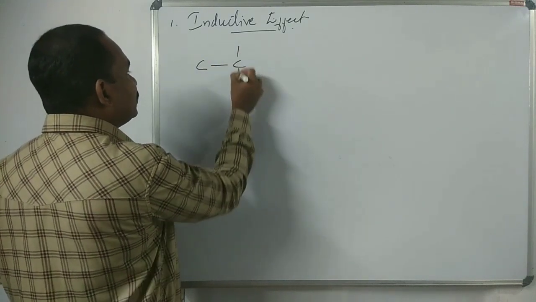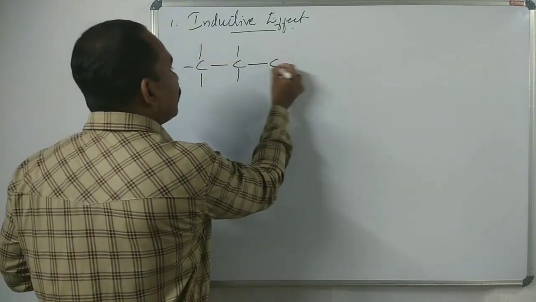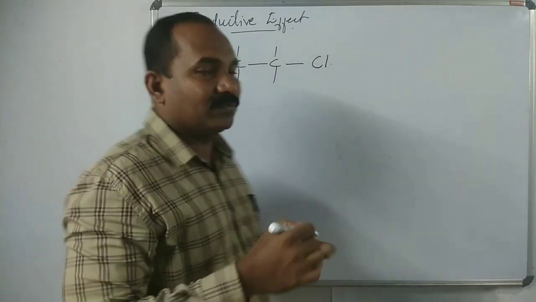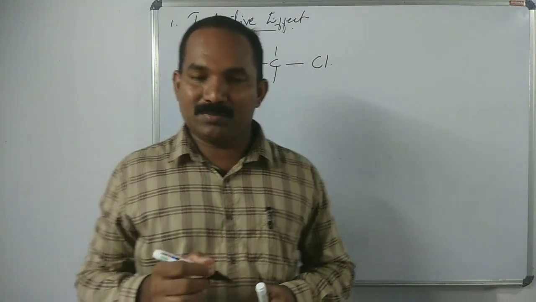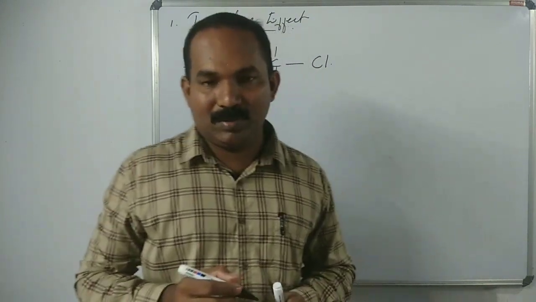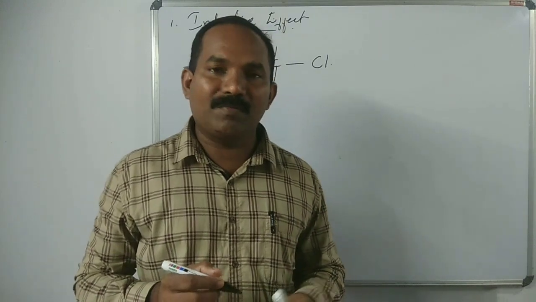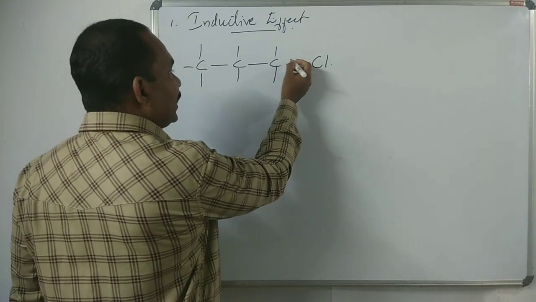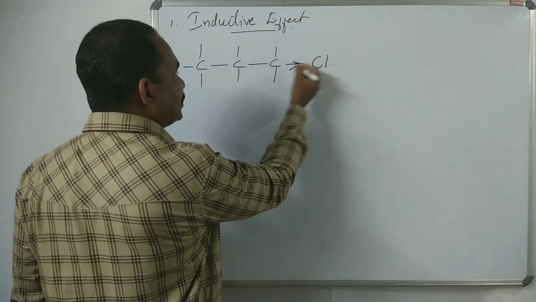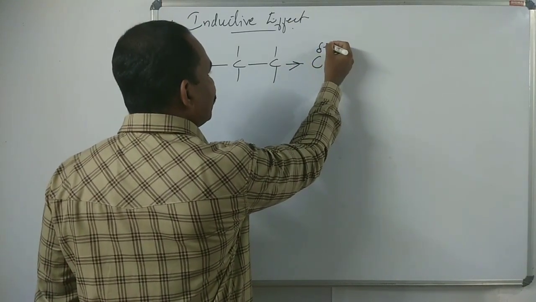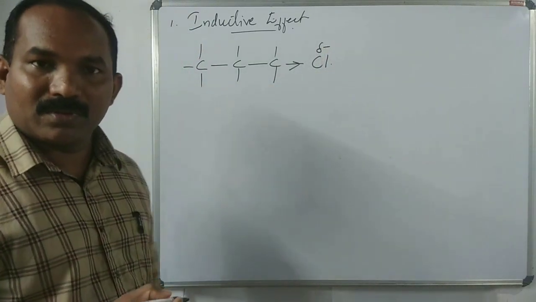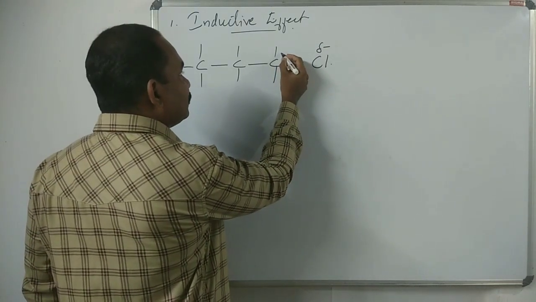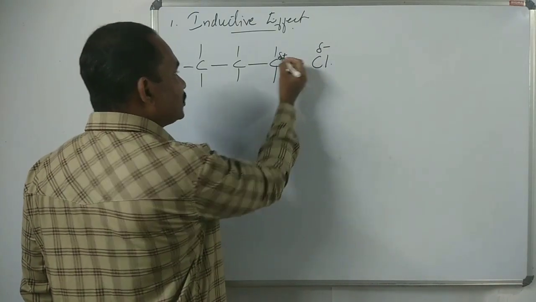The carbon chain is attached to an electronegative atom, we take chlorine atom. Chlorine is electronegative. The most electronegative atom is fluorine. Now we take chlorine atom. So chlorine attracts the bonded electron towards it and it acquires a partial negative charge. So what happens to this carbon atom? It develops a partial positive charge.